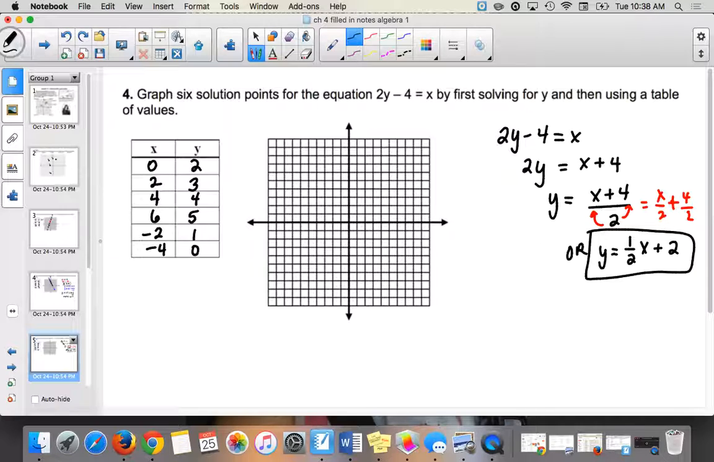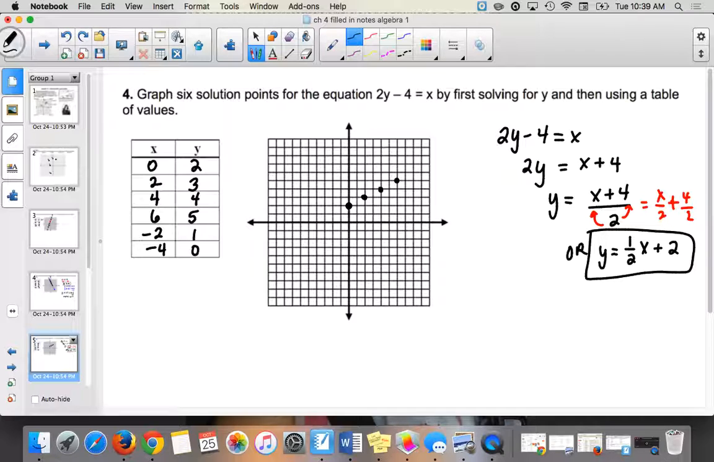So when you plot these points, you have 0, 2. So go over 0 and you go up 2. So we have that point. Oops, I didn't go 2, 3, did I? You could have gotten a bonus point. All right, 2, 3, go over 2, up 3. 4, 4, go over 4, up 4. 6, 5, go over 6, up 5.